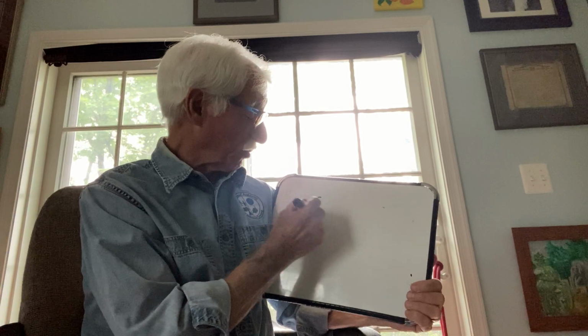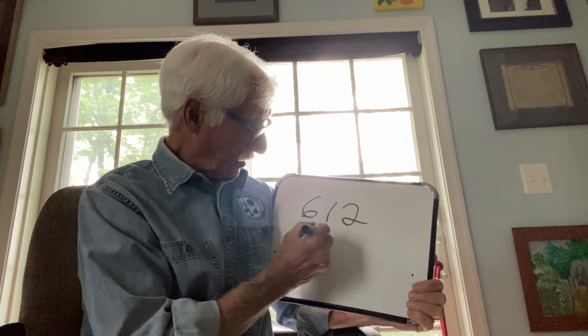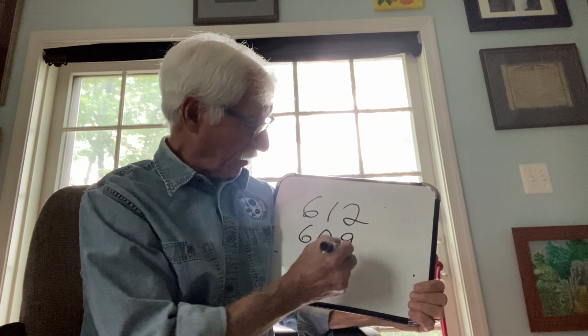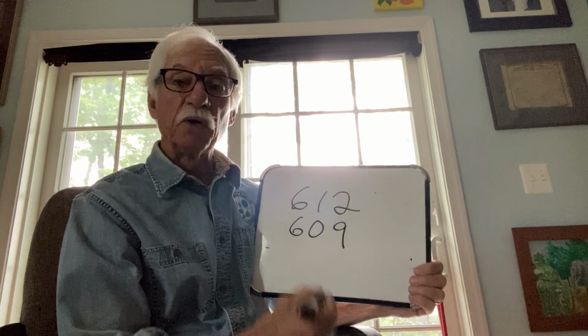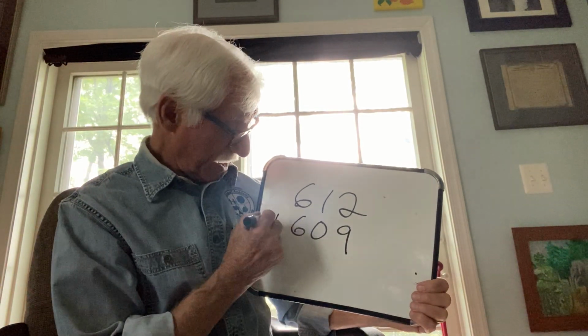She's got 612 animal stickers, 609 flower stickers. So if I want to know how many stickers she has in all, what do I have to do? I have to add it up, don't I?